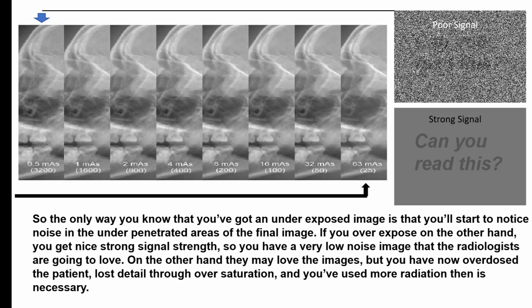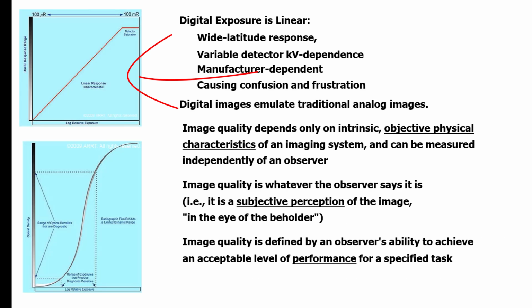So the idea here is very simply, your exposure index number should allow you to see where you are in the dynamic range and what your exposure should be. Digital exposure is linear, and the exposures emulate traditional analog images.